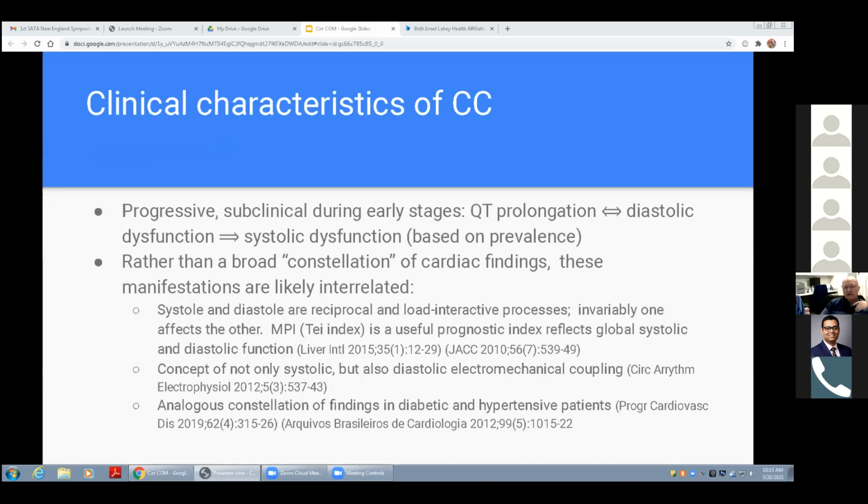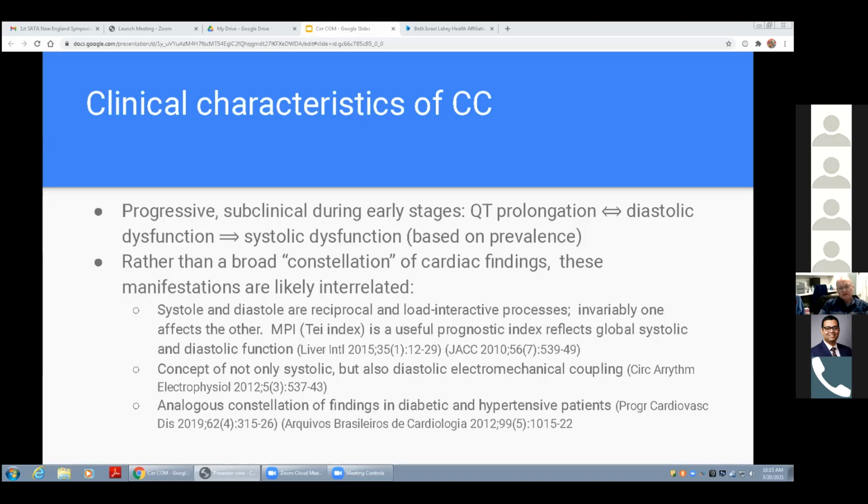Cirrhotic cardiomyopathy is progressive. It's initially subclinical with a progression of findings, starting with QT prolongation, then diastolic dysfunction, and even later we start to see systolic dysfunction. This progression really is based on the prevalence of these manifestations. Rather than an unrelated syndromic constellation of cardiac manifestations, the findings that define cirrhotic cardiomyopathy in our current understanding are definitely interrelated.